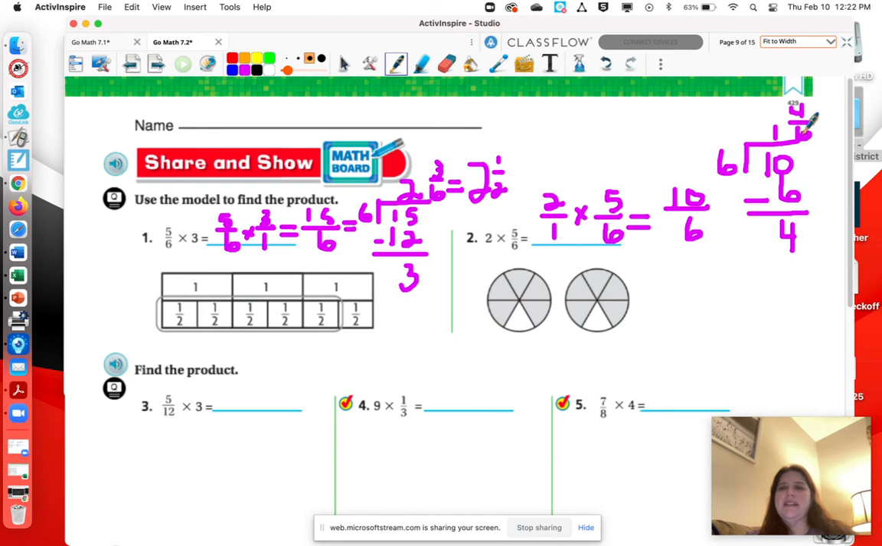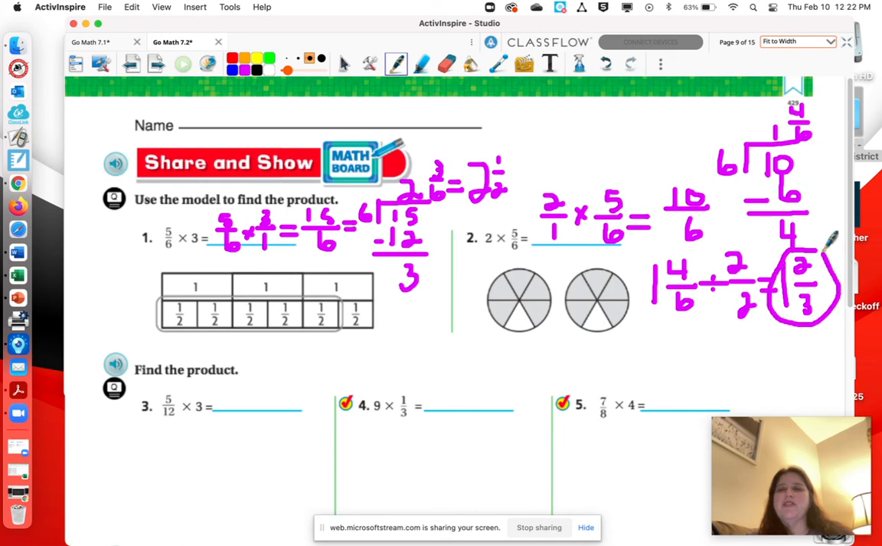And we get 4/6. Let's take a look at how we can simplify that 4/6. To make 4, we got 2 times 2 and 1 times 4. To make 6, it's 1 times 6 and 2 times 3. So the number that matches would be 2. Now don't forget to write that whole number before you write the fraction. 4 divided by 2 is 2, and 6 divided by 2 is 3. You can also use your simplifying strip that you should have.